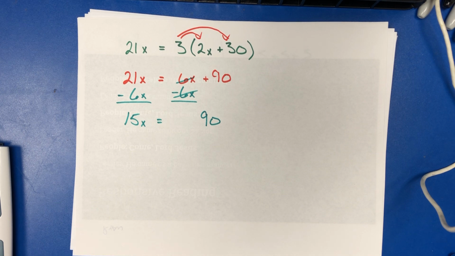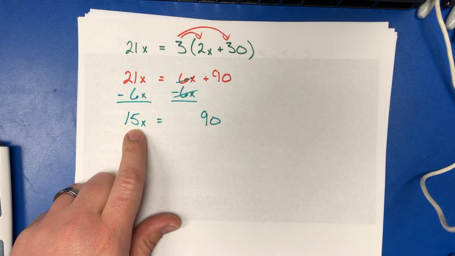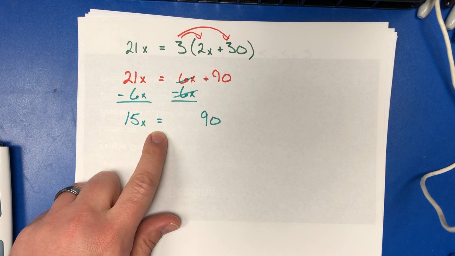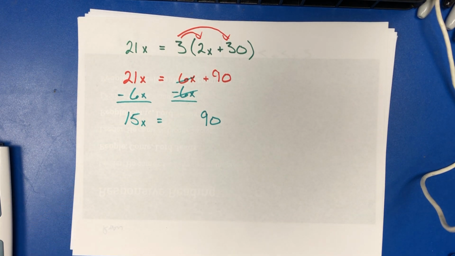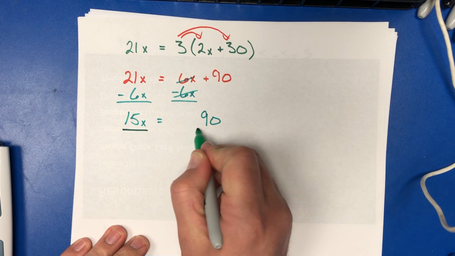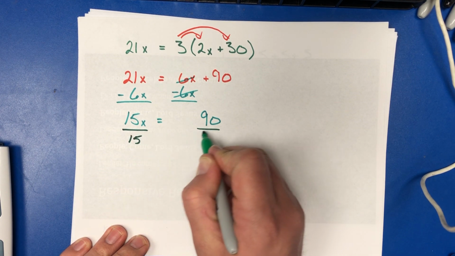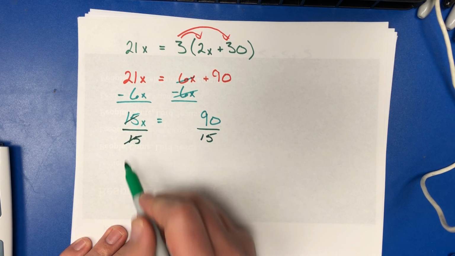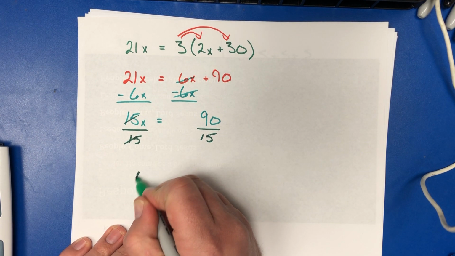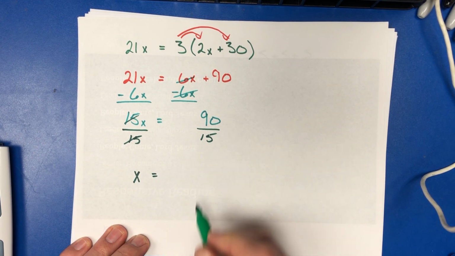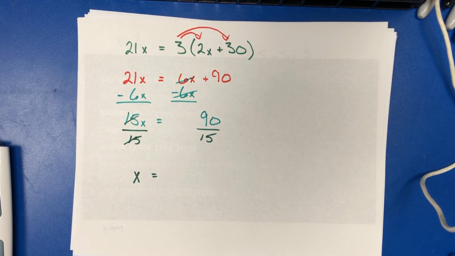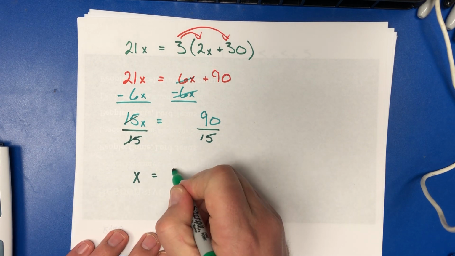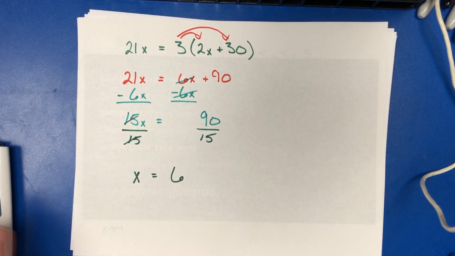And last but not least, I'm going to do some inverse operations here. What's happening to my x? I'm multiplying x by 15. So to undo that multiply by 15, I'm going to divide both sides by 15. 15 divided by 15, I got x on the left is equal to 90 divided by 15. 90 divided by 15 is 6. X is equal to 6.